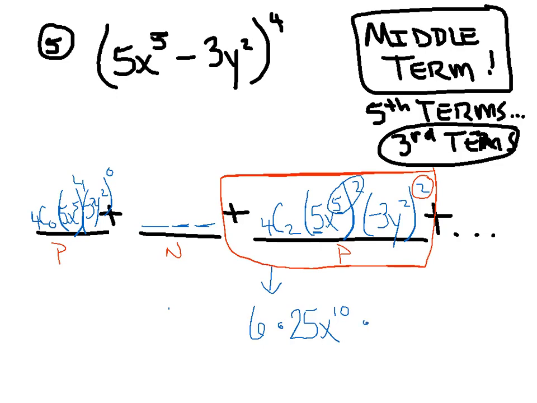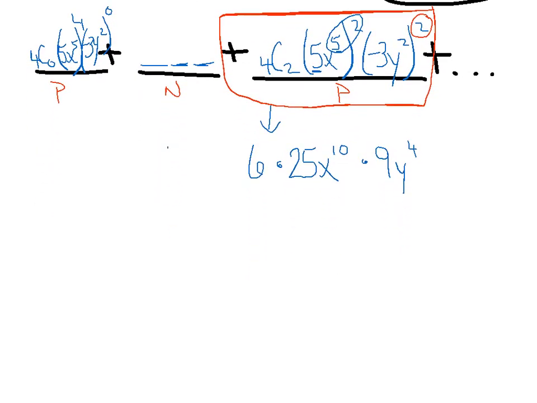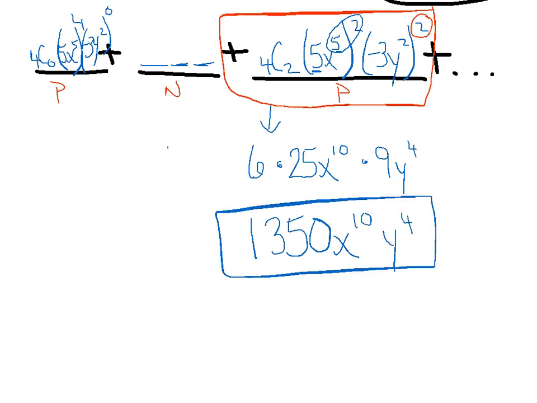And then that last component, if I square the -3, I get +9, and then multiply those exponents and get a 4. And just one little more move here to make. 6 times 25 times 9, calculator says 1350. Then we'll just bring down our variables here. And that, ladies and gentlemen, is what the middle term would look like if we expanded out that entire binomial and got all 5 terms.